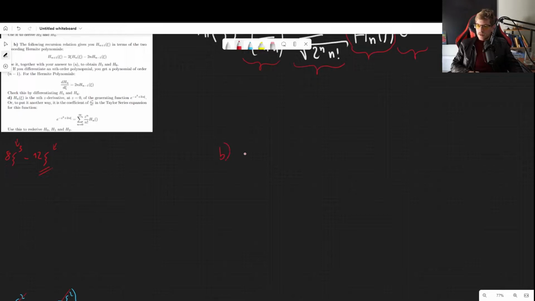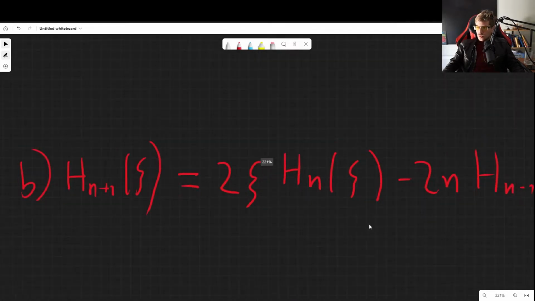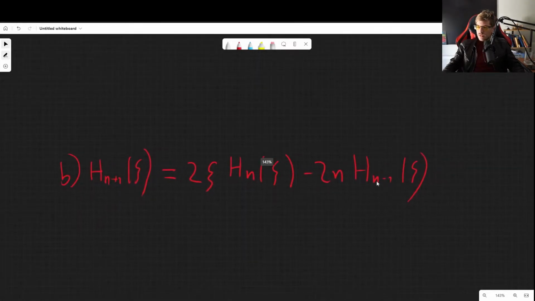So part B, that is the n plus 1th Hermite polynomial, or Hermite polynomial of order n plus 1, as it's the same. This is 2 times psi times the nth Hermite polynomial minus 2n times the n minus 1th Hermite polynomial. So you might see how this differs. So this time, we need to know 2 of the polynomials before we can even use this formula.